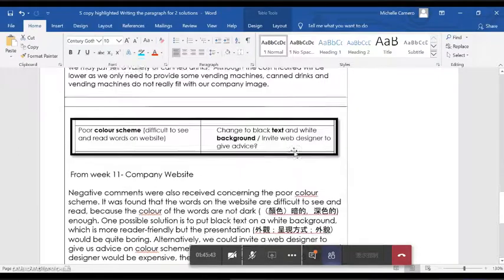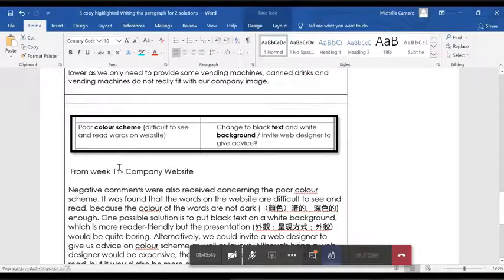And then this last one, this is the one we did today. Ignore the week 11. I don't think that's from week 11. Okay, so we'll just leave it there. So company website, that's one we did today at the beginning of class. So remember, we have change to black text and white background, that's solution 1. Alternatively, invite web designer to give advice, that's solution 2.